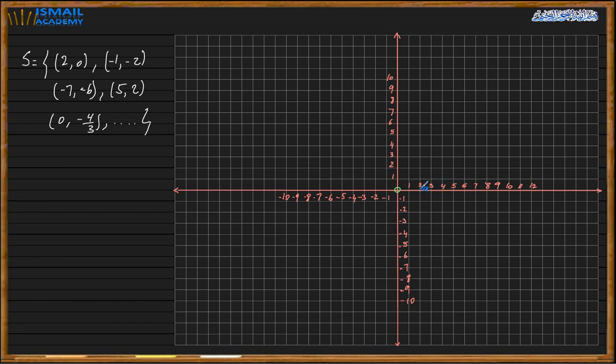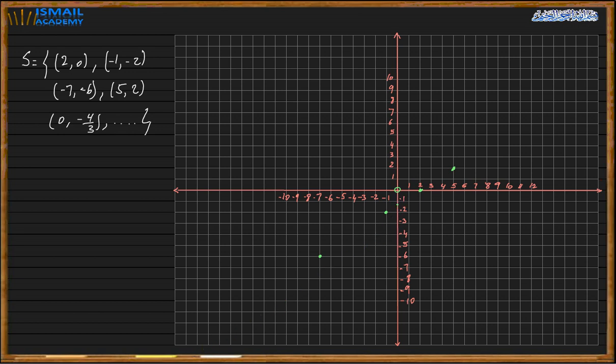Let's graph each point. 2, 0 is here. This is my 2, 0. Minus 1, minus 2. So this is minus 1, this is minus 2. Again, I have minus 7, minus 6. And 5, 2. Then 0, minus 4 thirds, which is minus 1 and a third, so it's going to be somewhere here.